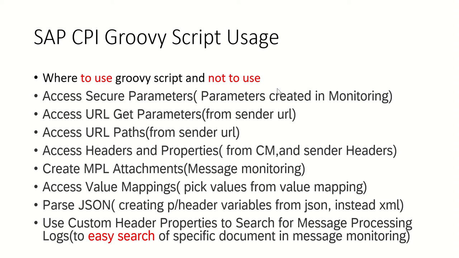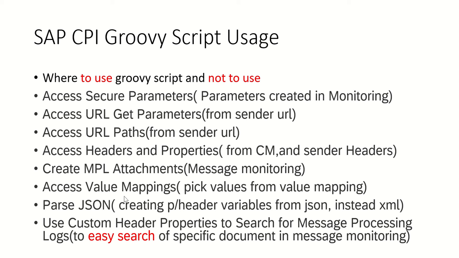And also creating MPL attachments. That means the body, the actual business payload that we are going to send from the sender to receiver. Generally we can use the trace option to see the payload and download it. Instead of that, you can use a Groovy script so that you can download the payload wherever you want in the iFlow. We have a Groovy script template for this. Just use this template in your project and iFlows.